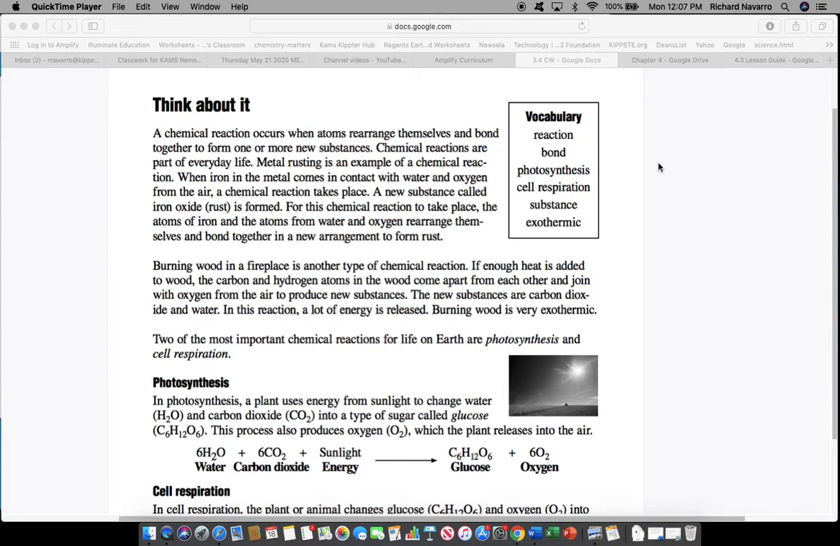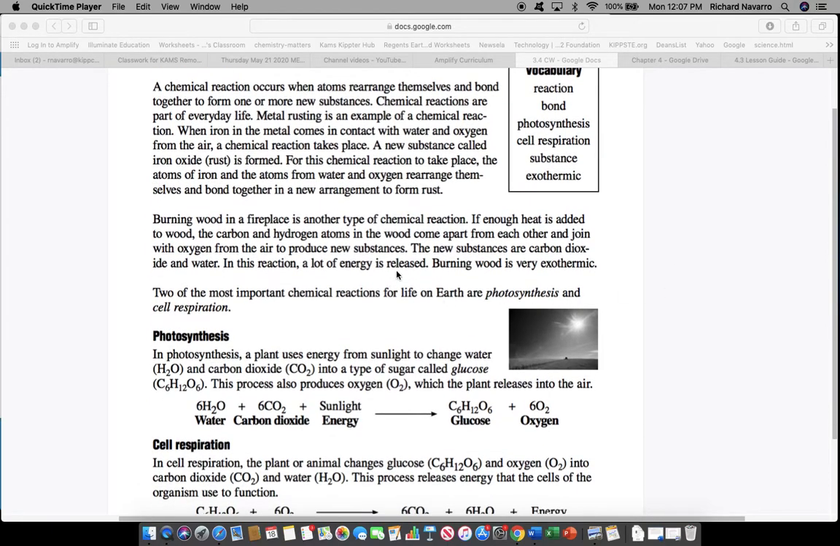Burning wood in a fireplace is another type of chemical reaction. If enough heat is added to wood, the carbon and hydrogen atoms in the wood come apart from each other and join with oxygen from the air to produce new substances. The new substances are carbon dioxide and water. In this reaction, a lot of energy is released. Burning wood is very exothermic.